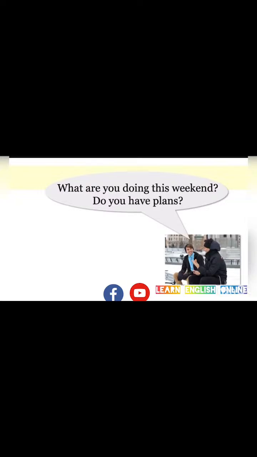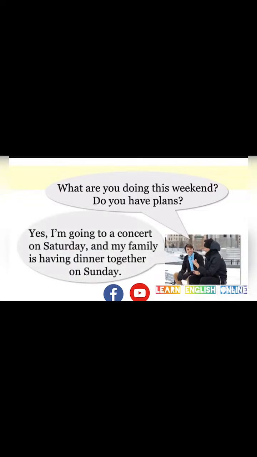Here we have two friends. They are talking. One asks, "What are you doing this weekend? Do you have plans?" And the other says, "Yes, I'm going to a concert on Saturday, and my family is having dinner together on Sunday." These sentences he uses to answer are in the present progressive. I'm going to a concert. My family is having dinner. But he uses Saturday and Sunday to show that these are his plans for the weekend.